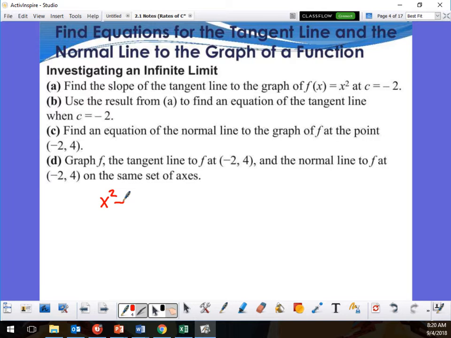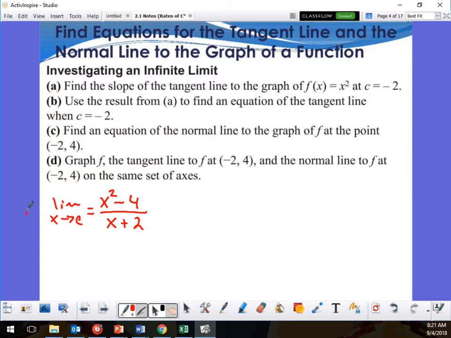What am I going to do with the c value? I'm going to plug it into my function, so f of c would be what? Positive 4. Because if I plug in negative 2 into my x squared, I get a positive 4, over x minus c. Because if it's minus c, it's minus a negative, so I get that there. And this is my limit as x approaches c.